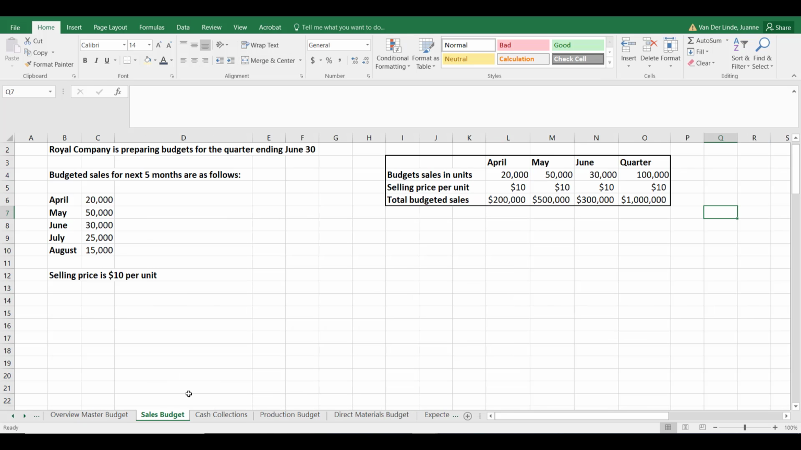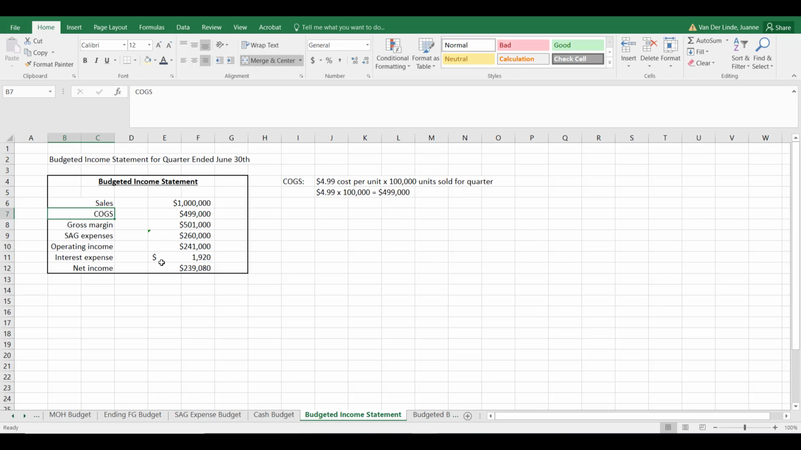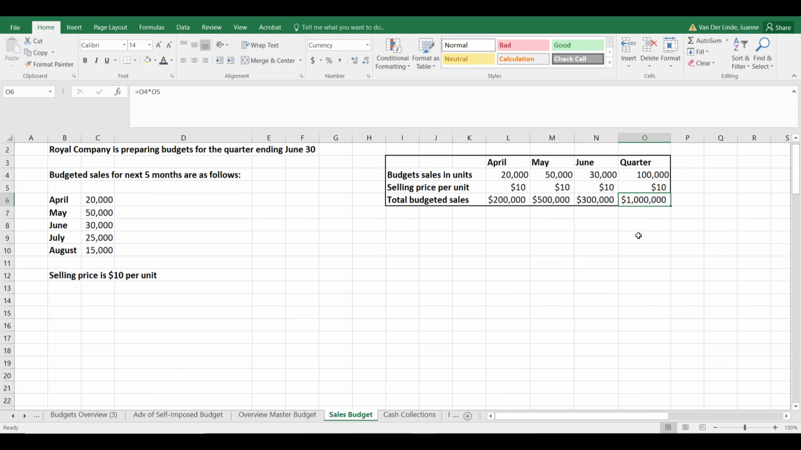Well, if we take a look at the sales budget from earlier, we had determined the total budgeted sales for each month, but also the quarter as well. So that's where that $1 million is coming from. Then we have to subtract out the cost of goods sold. So of those $1 million, how many units would that refer to? So we know for the quarter we had budgeted to sell a total amount of 100,000 units.